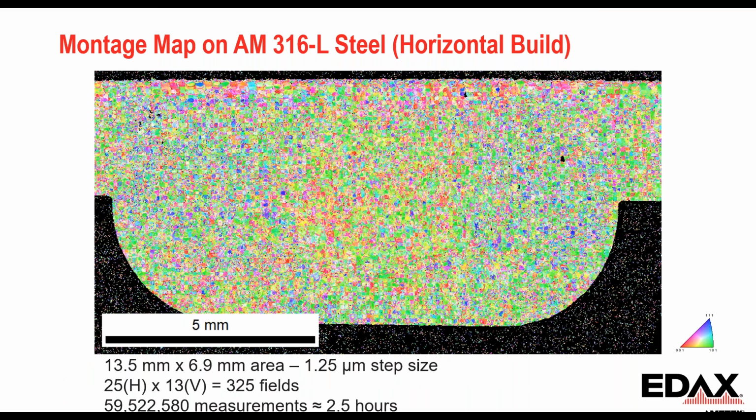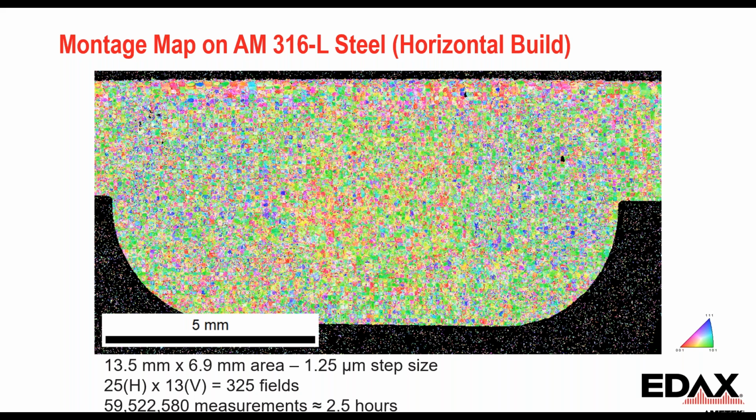We're also able to look at larger areas. So we call this montage mapping. This is that same sample looking at the entire 3D build plane here. This is in what's called the horizontal build direction. This is looking at basically 13 millimeters by 7 millimeters with about a 1 micron step size.